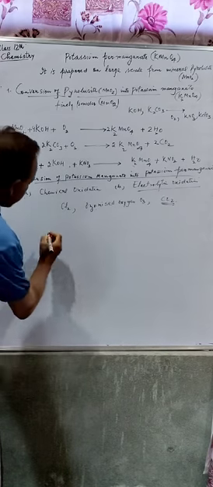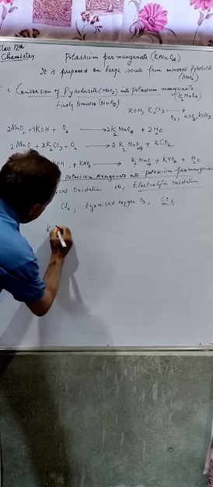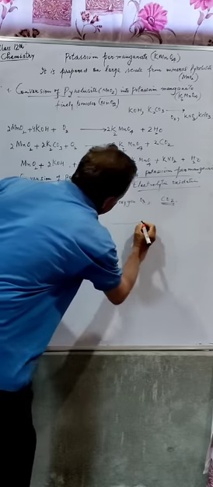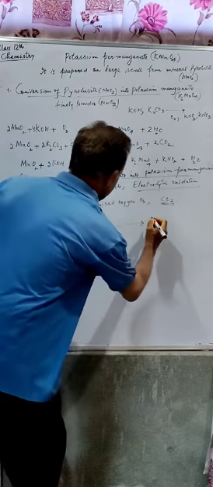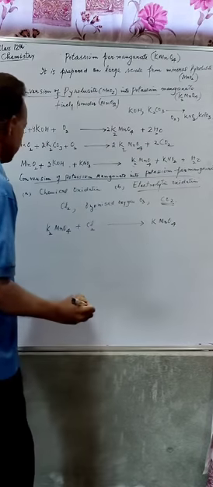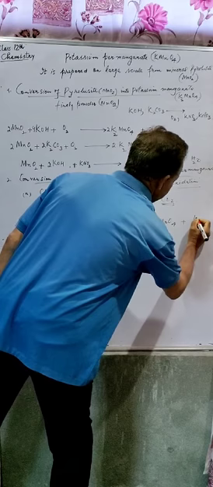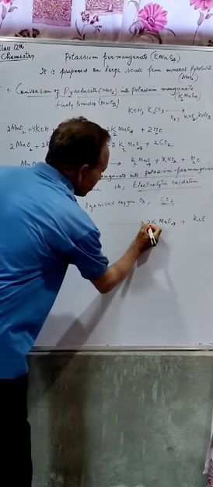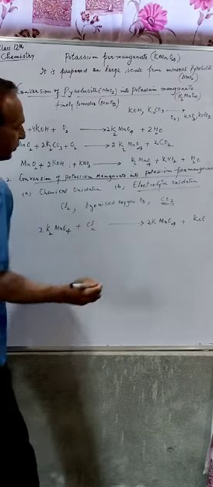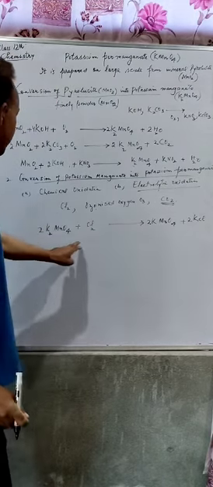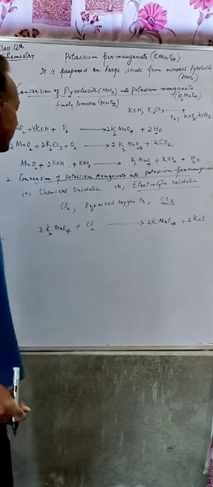Now we take K2MnO4, and this is bubbled with chlorine. We form KMnO4 plus KCl. Now we multiply by 2 and by 2, and we balance the reaction: 4 times K, twice Mn, and oxygen 8 times on both sides.